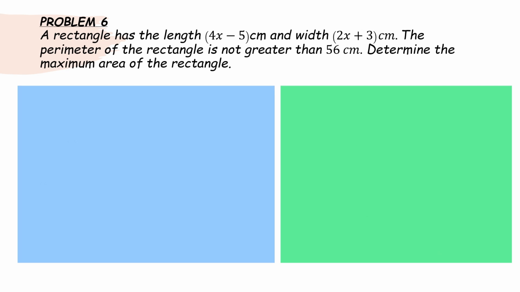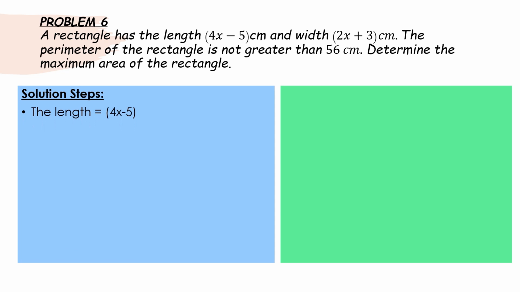Now let's continue to problem number 6. A rectangle has a length of 4x minus 5 centimeters and a width of 2x plus 3 centimeters. The perimeter of the rectangle is not greater than 56 centimeters. Determine the maximum area of the rectangle.